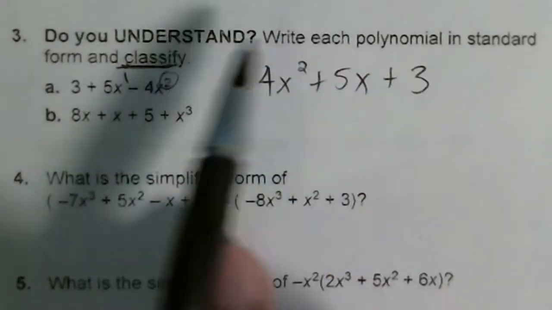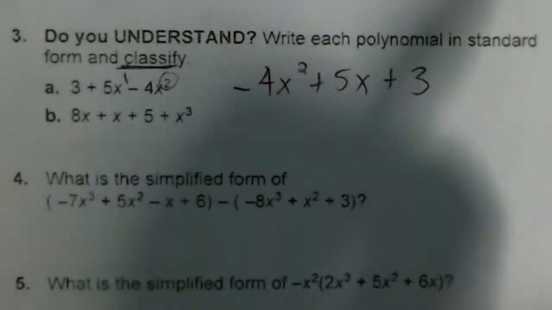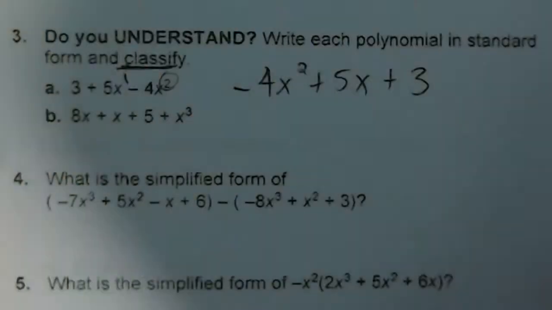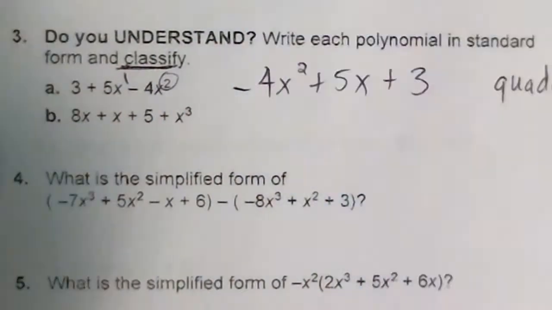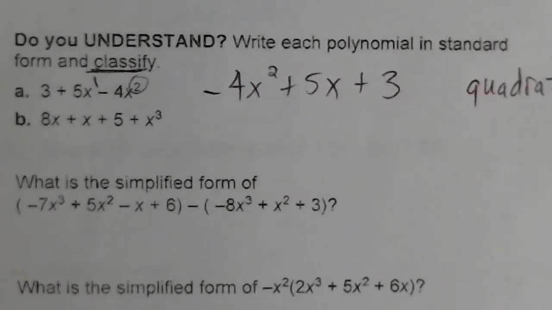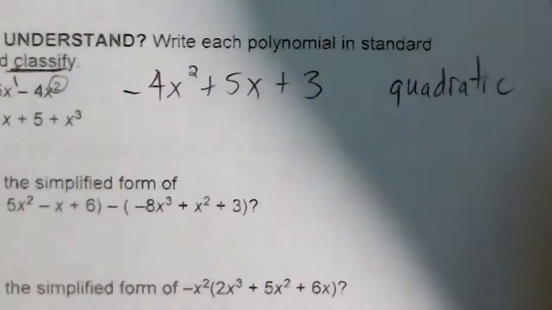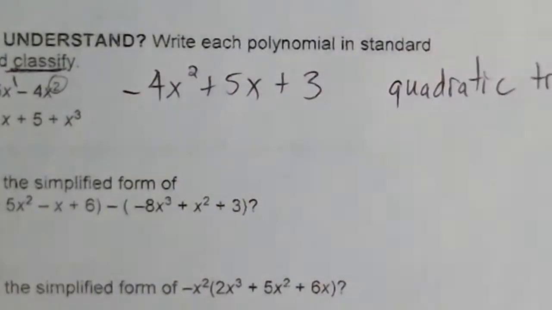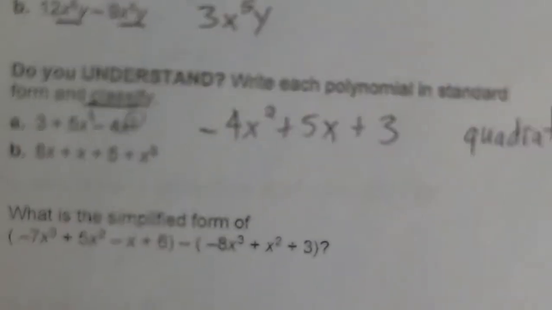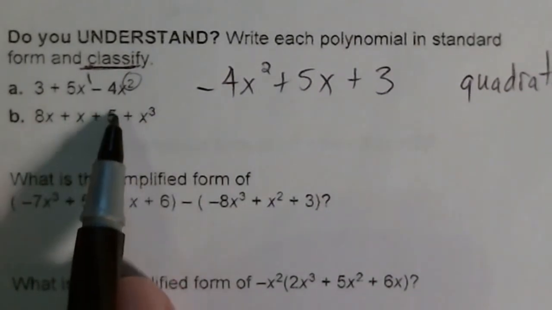Okay, this says write in standard form and classify. You got to do something else. We got to classify it. That's the second degree. Okay, so that's a quadratic. And we will get to the big bad quadratic unit here very shortly. Quadratic, and that's 1, 2, 3. So that is a trinomial. Quadratic trinomial.